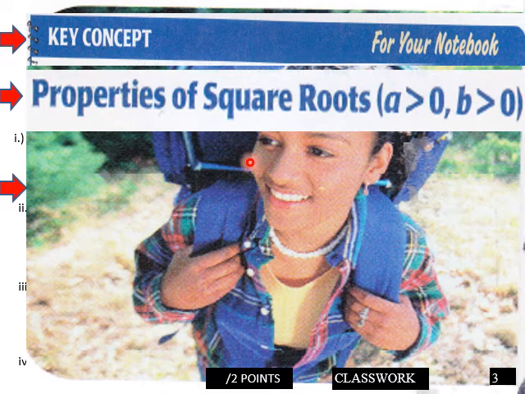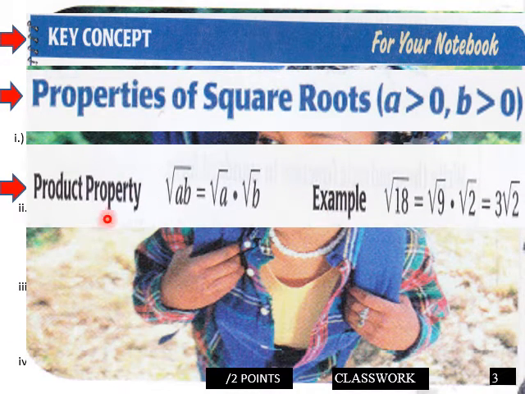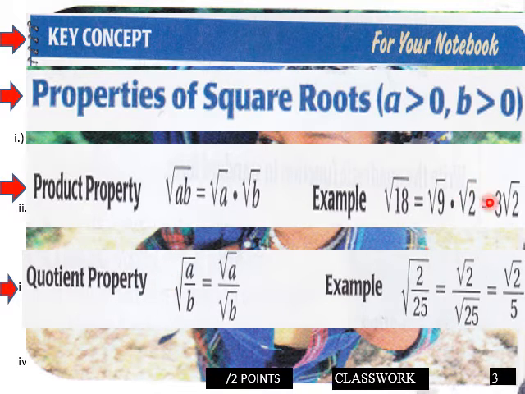Key concept, properties of square roots. The product property: we can divide this up into radicals. Here's an example. The idea is to factor out a perfect square, and radical 9 is perfect. And then the quotient property: you can take the radical of your numerator and denominator. Here's an example, and then you rationalize your denominator to a 5.